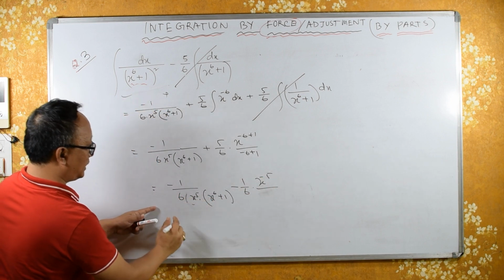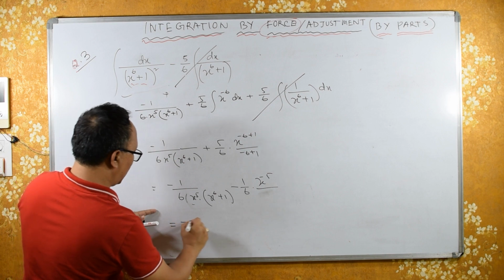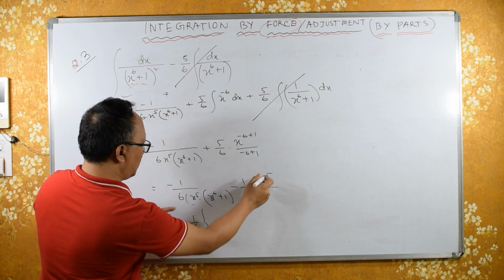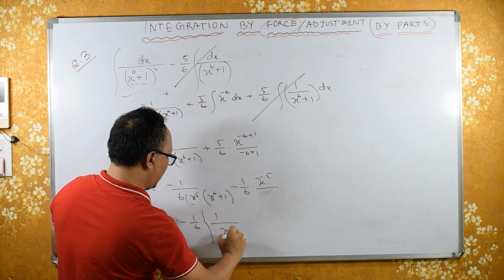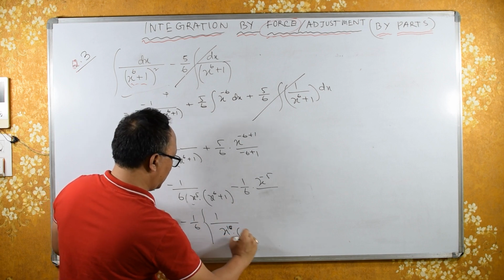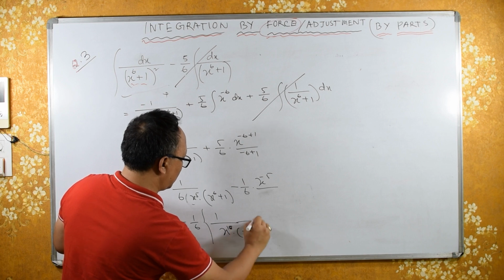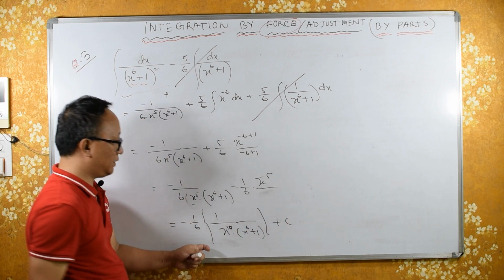If I take minus 1 by 6 common, here again I can take minus 1 by 6 common. Here 1 by x^5, 5 plus 5 is 1 by x^10, and then x^6 plus 1, plus c. This is the required answer.